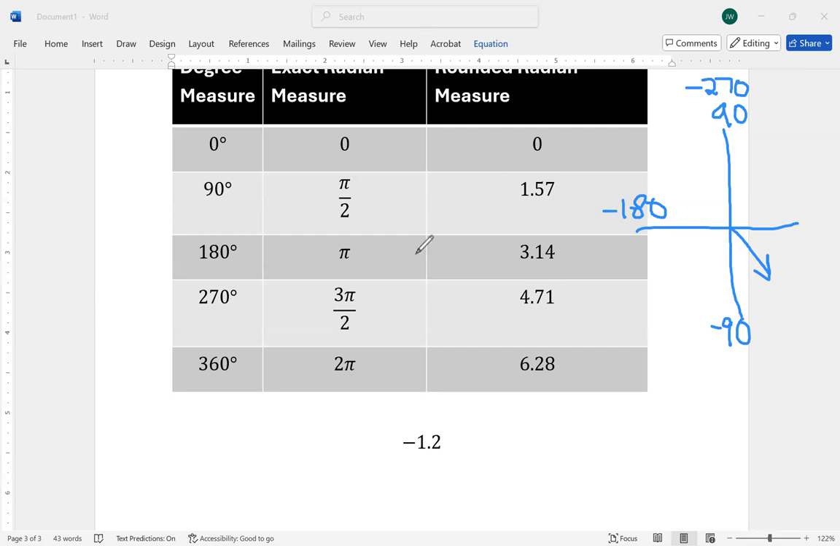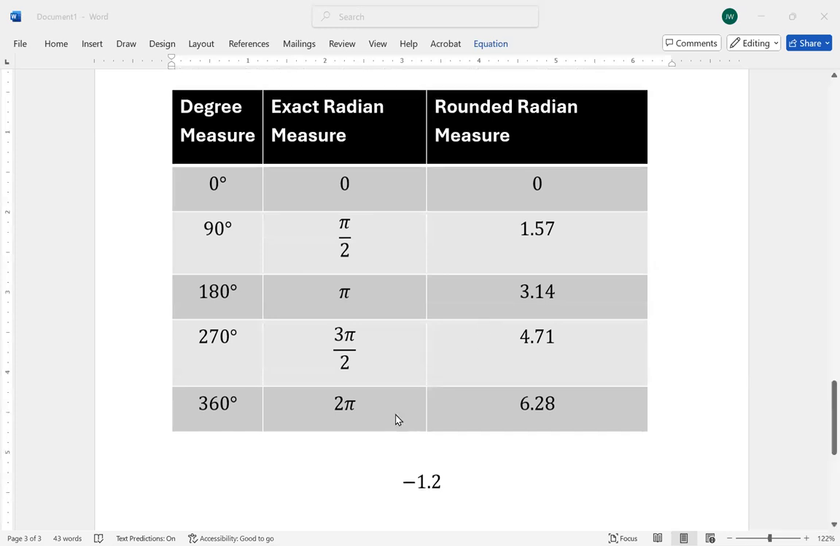So we can tell what quadrant we're in pretty efficiently by knowing the angle. That is, we can tell what quadrant our terminal side is in by knowing the angle.